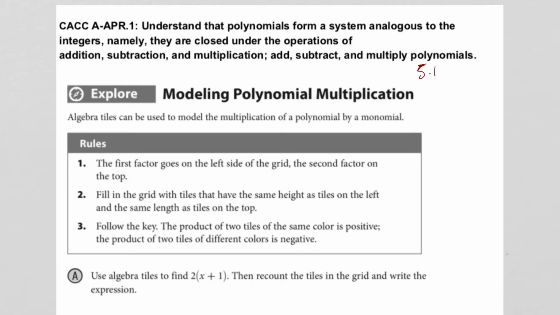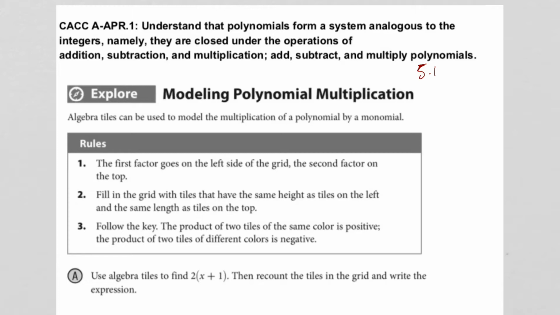So there's some rules, and here are the rules. The first factor goes on the left side of the grid, and the second factor on the top. Fill in the grid with tiles that have the same height as the tiles on the left, the same length as the tiles on the top. Follow the key. The product of the two tiles of the same color is positive. The product of two tiles of different colors is negative. So here we go to the next page.